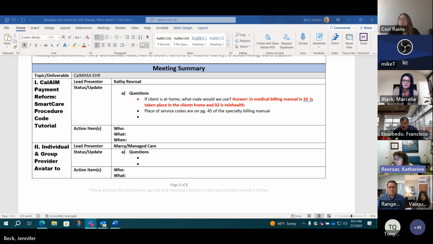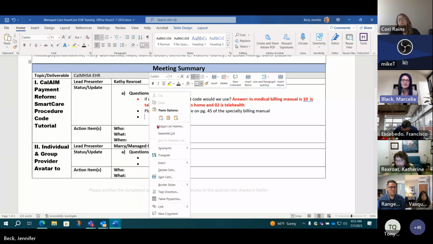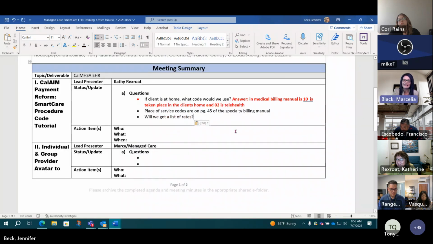And then from our chat, Melissa asked, will we get a list of rates? Yes, we will. Actually, that's part of our presentation today. And I see Sean is on here as well. That's information that we intend to share with you today to help you calculate what amount you should put on your CMS 1500 claim forms.